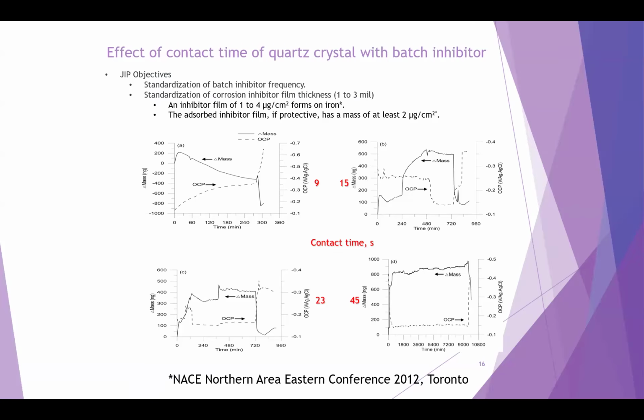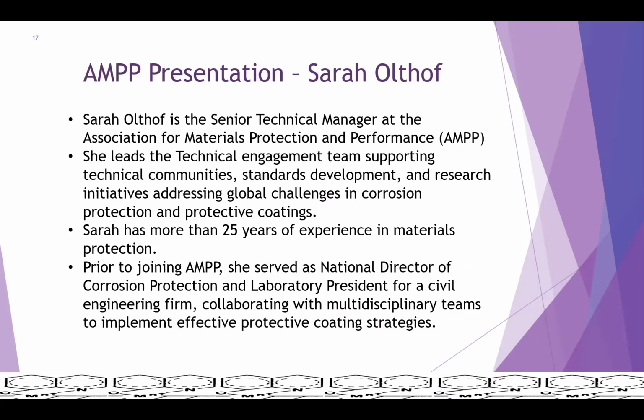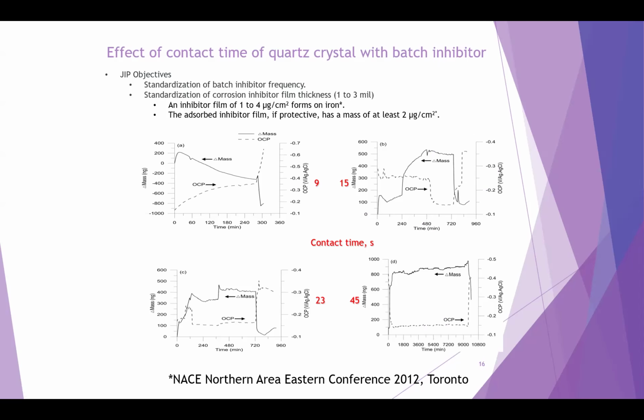for it to be protective. Again, this was preliminary work. In our JIP, we are going to establish and standardize how to use quartz crystal microbalance for batch inhibitor frequency establishment, as well as to establish the inhibitor film thickness, so that for the 3 mil thickness that we have been using in the industry, we can provide some quantitative data. So that is the objective of the JIP.